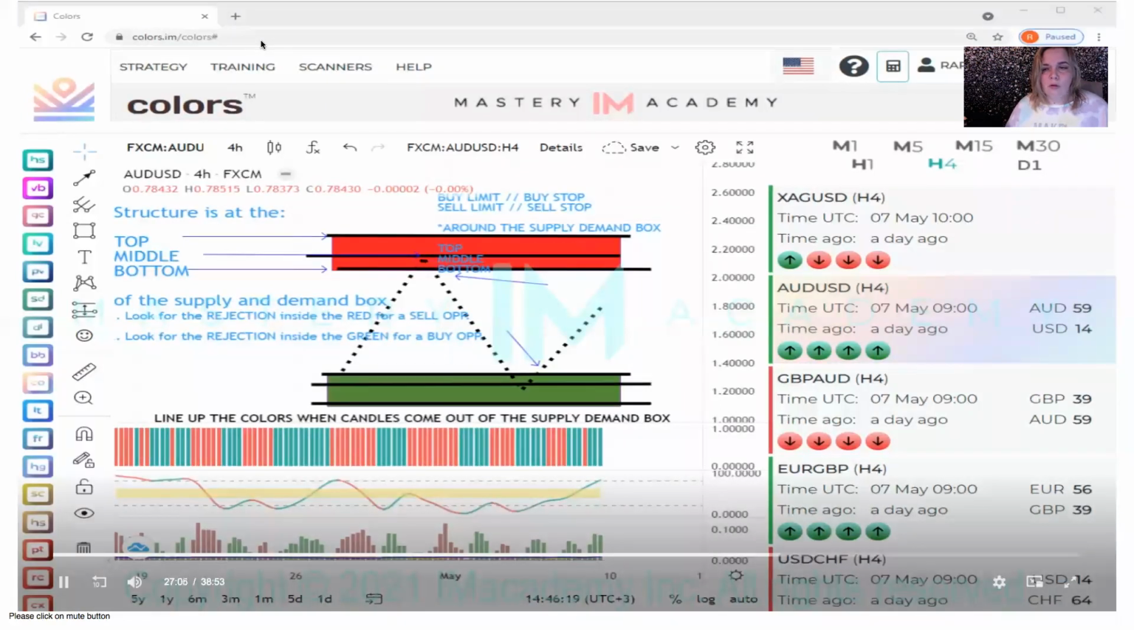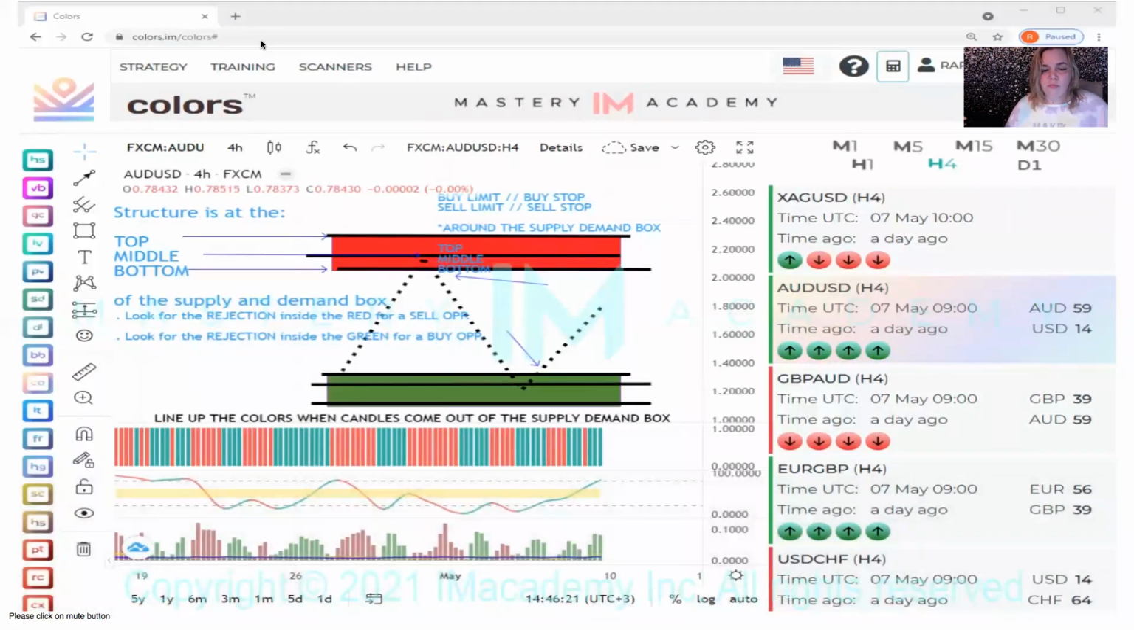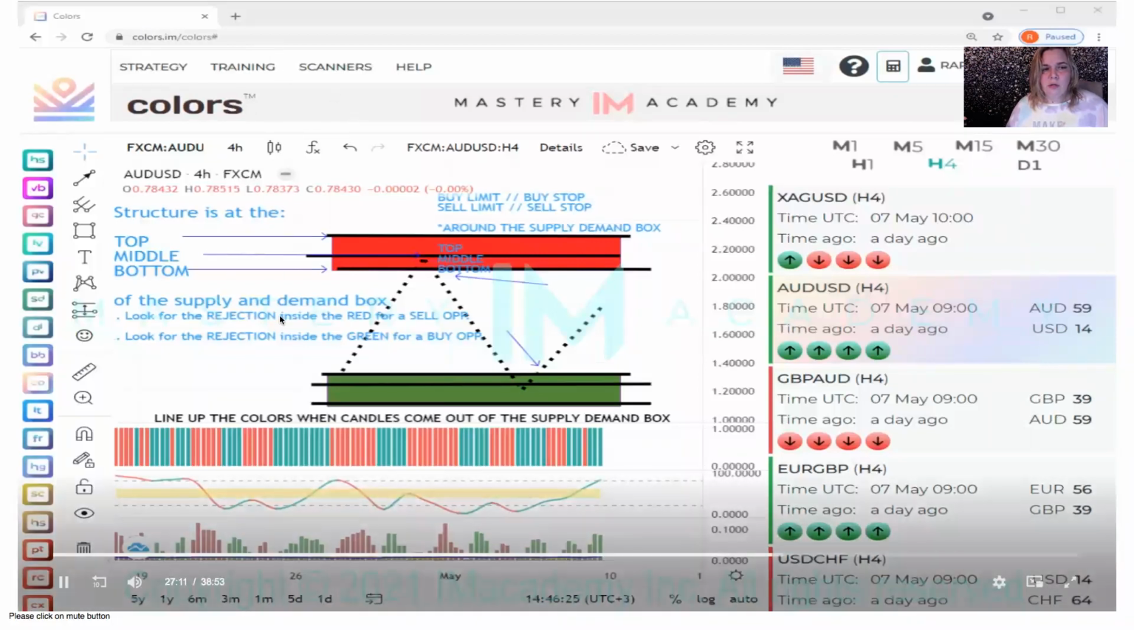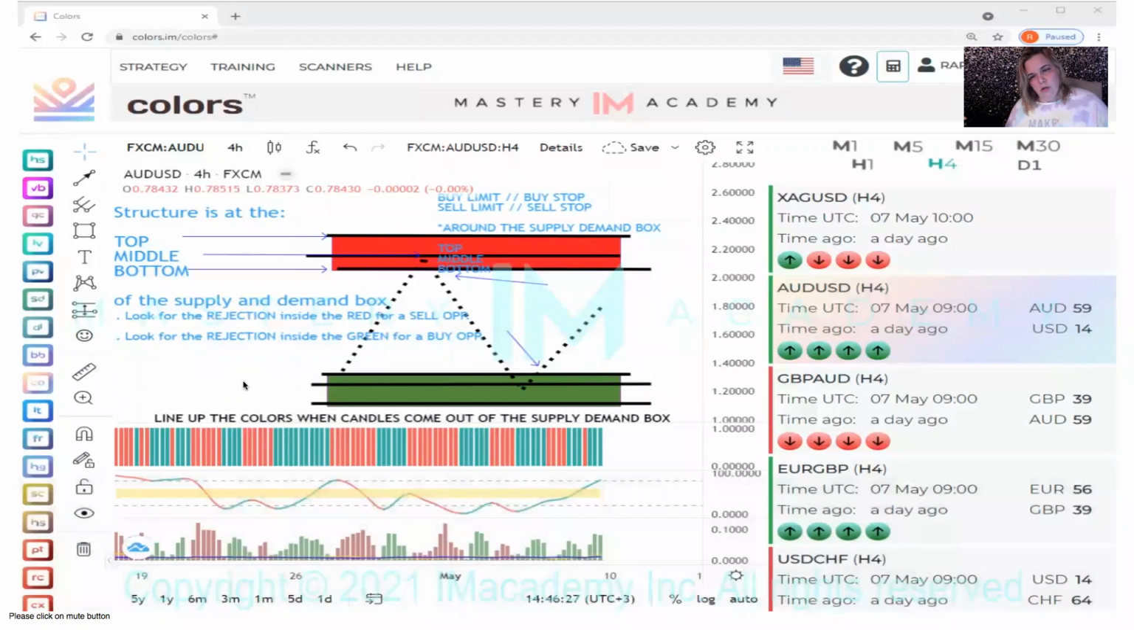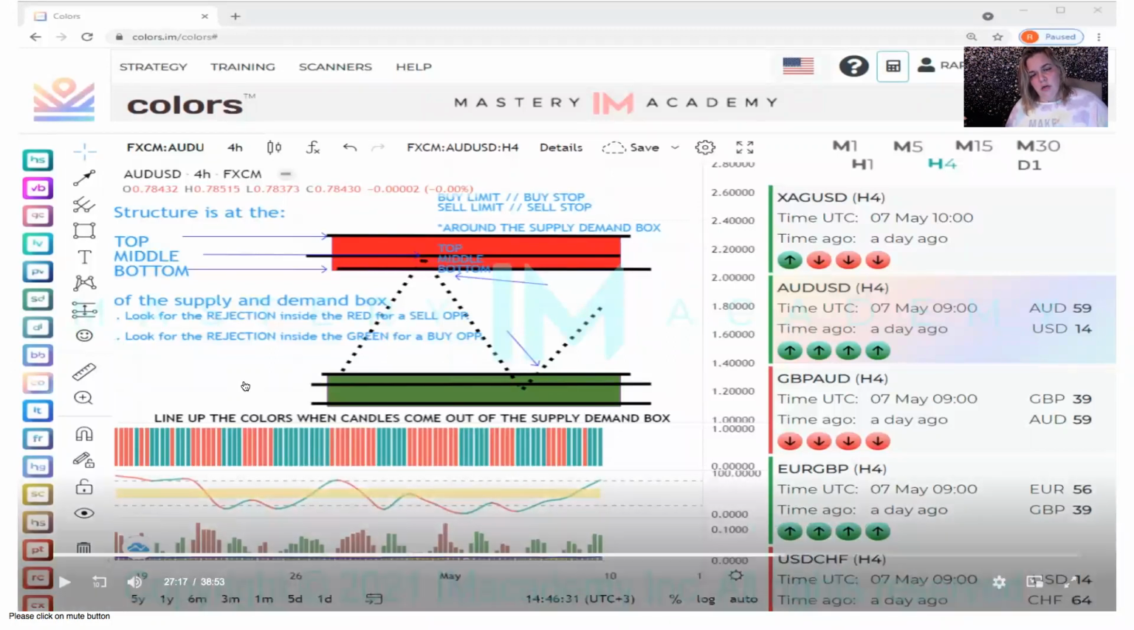Come on, how many of you now understand colors and how we're trading it? How many of you, this is your first time, you've been hearing about colors, but you understand it now a little bit and how to trade it? At least you understand that you're looking for rejection from your supply and demand zones. We haven't got into the other indicators yet and what they mean. This is just the first video.